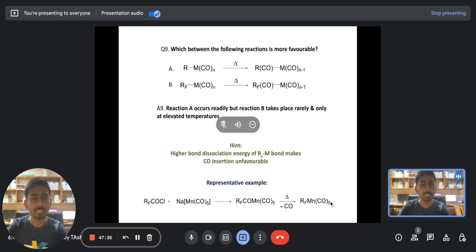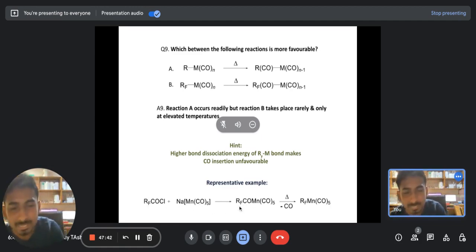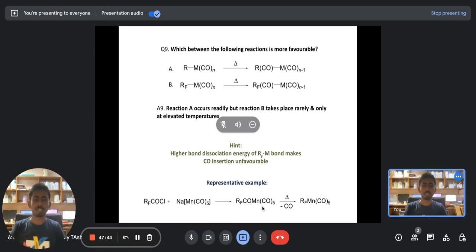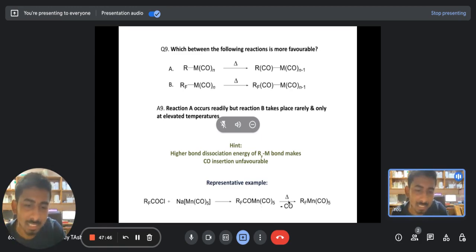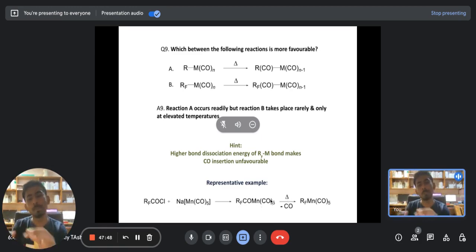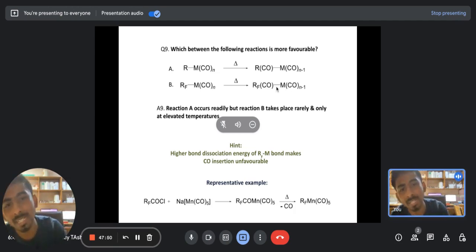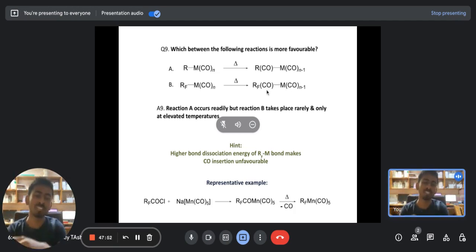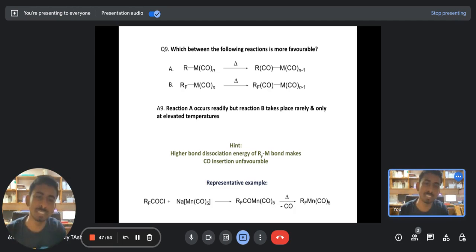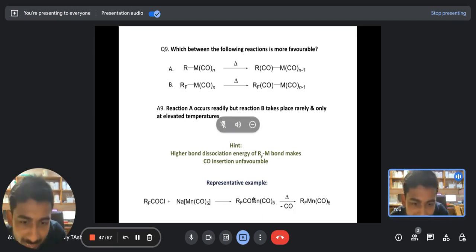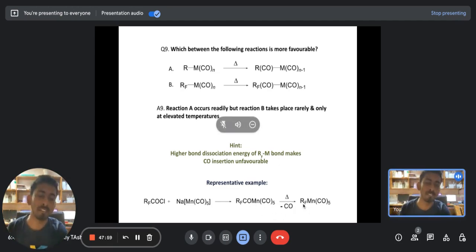The same will not be the case when we treat the compound CH3COCl with Mn(CO)5. Then the compound will be CH3COMn(CO)5. So here the migratory insertion will be the major product. But in the fluorinated case, instead of migratory insertion, the reverse of the migratory insertion, that is the elimination of CO, will happen, and from this fluoroacyl intermediate we are having this RFMn compound.